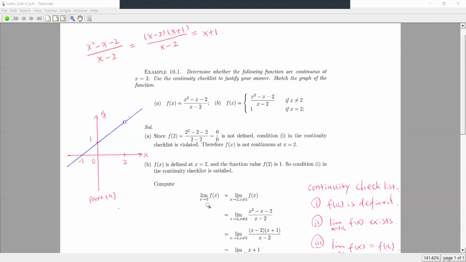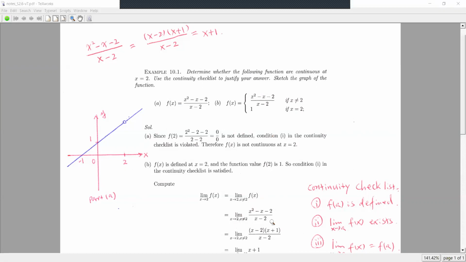Recall the convention about a limit. X approaches 2 in this process. We don't allow x to take the point 2 directly. So we have this equation. When x is not equal to 2, by the definition of the function, it is this rational function. Plug in this rational function in f here, then we have this equation.